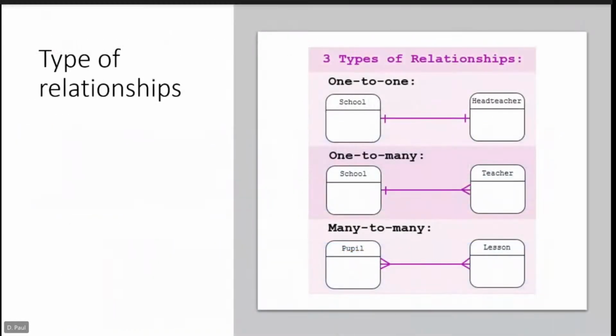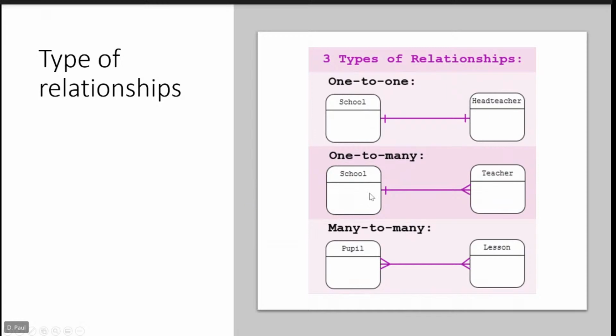Now, the third part is relationships. When it comes to relationships, there are three main types: one-to-one, one-to-many, and many-to-many. As an example, think about a school. You will have one head teacher. So one school can have many teachers, but one head teacher. That is a one-to-one relationship.